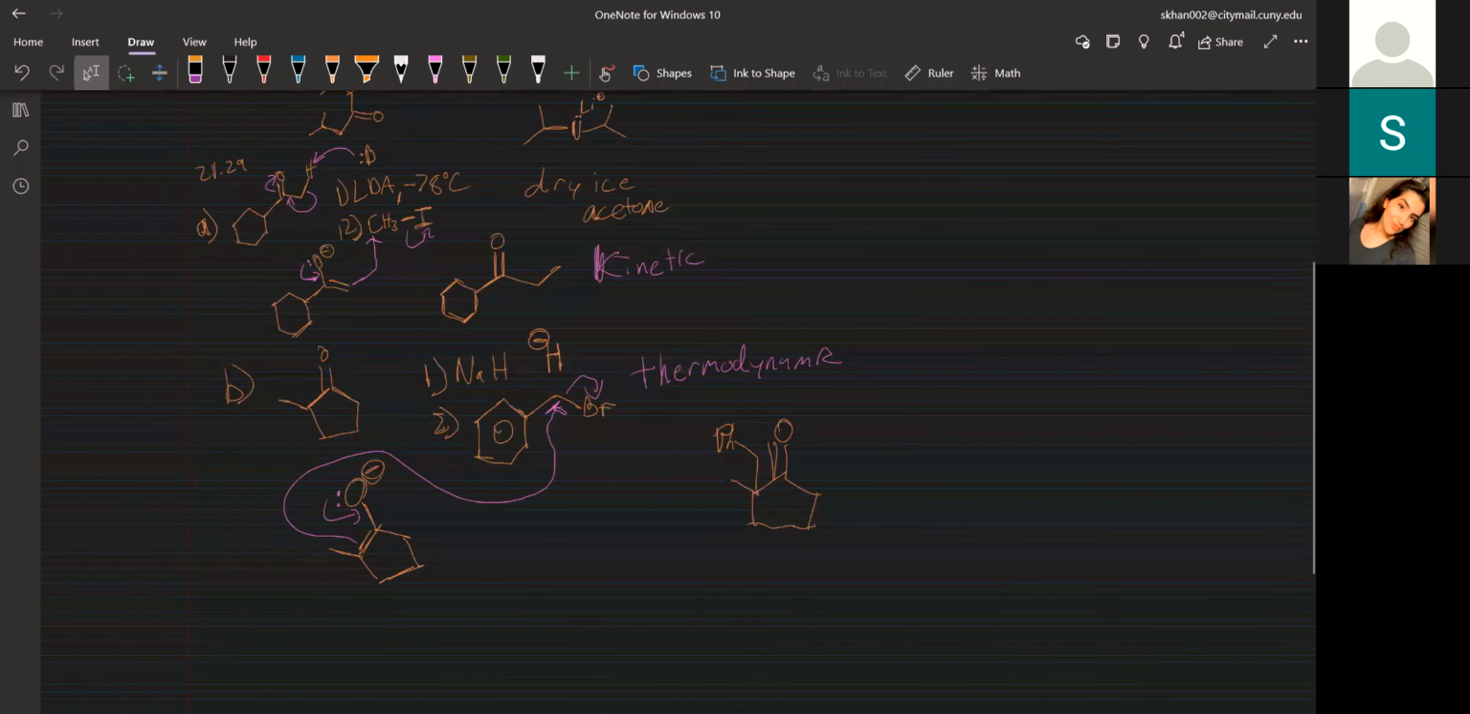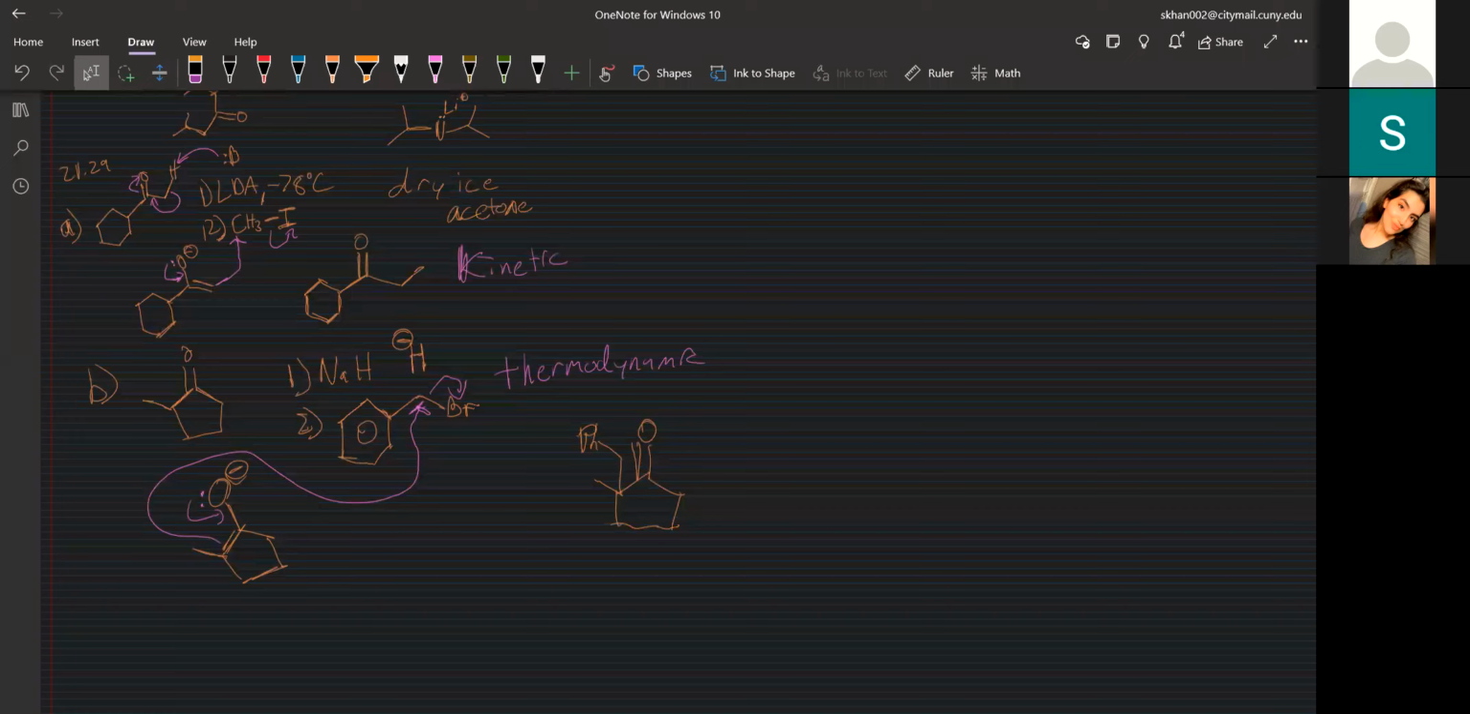So key things here, right? Bulky base, low temperature, kinetic, less hindered position. Non-bulky base, it's going to be at the more hindered position. You get your thermodynamic product, right? And high temperatures, or moderate to high, however you want to look at it. Okay, all right. So let's do some examples of malonic and acetoacetic ester synthesis. And then we can finish off with the conjugate addition reactions.